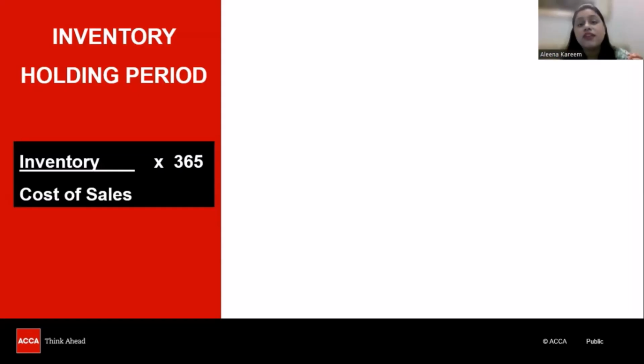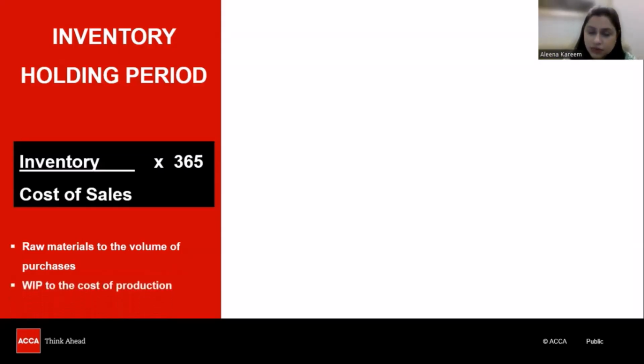This is for the finished goods that are there in a business. Mostly in our FR exam, we have seen finished goods being tested. However, there are certain other scenarios also. So over here on the screen, you can see that there can be an analysis of the raw materials as well, so the raw material holding period. That is going to be compared to the volume of purchases. Then there can be work in progress also that is going to be compared to the cost of production, and there can be finished goods which can be compared to cost of sales, just like we have discussed above.